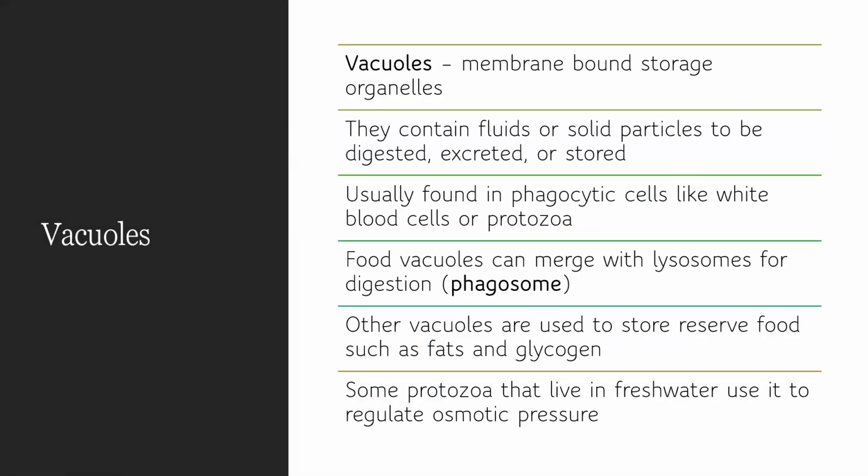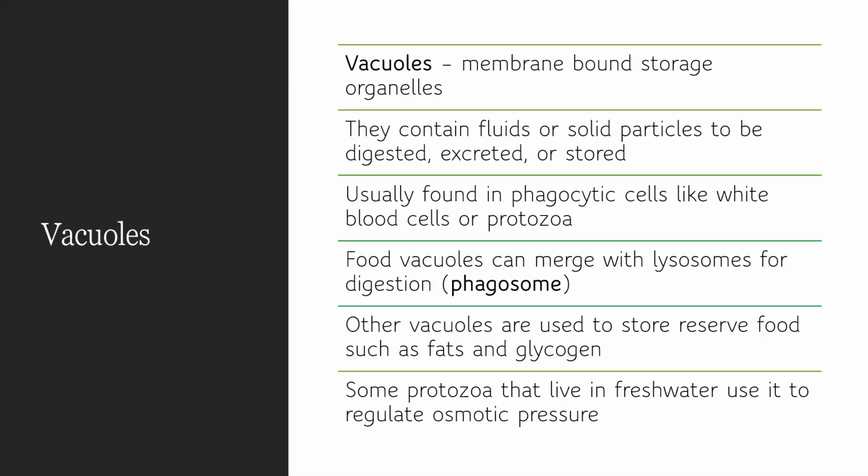Vacuoles are used for storage. They're membrane-bound organelles where you can store fluids. If you are a plant, you might save water for later, or solid materials that can be digested, excreted, stored, any of the above. It's saved for later. These are often found in phagocytic cells, or cells that can eat. So phagocytosis is cell eating, in cells like white blood cells, whose whole job is to eat pathogens or protozoa.